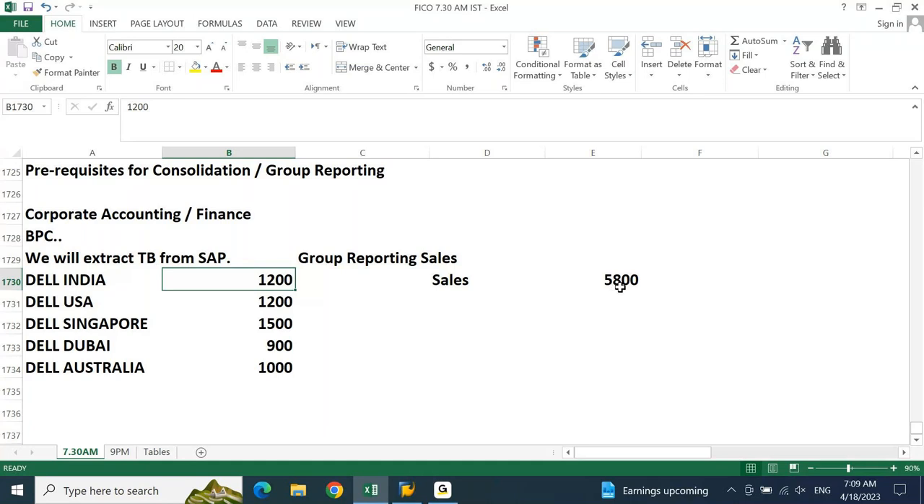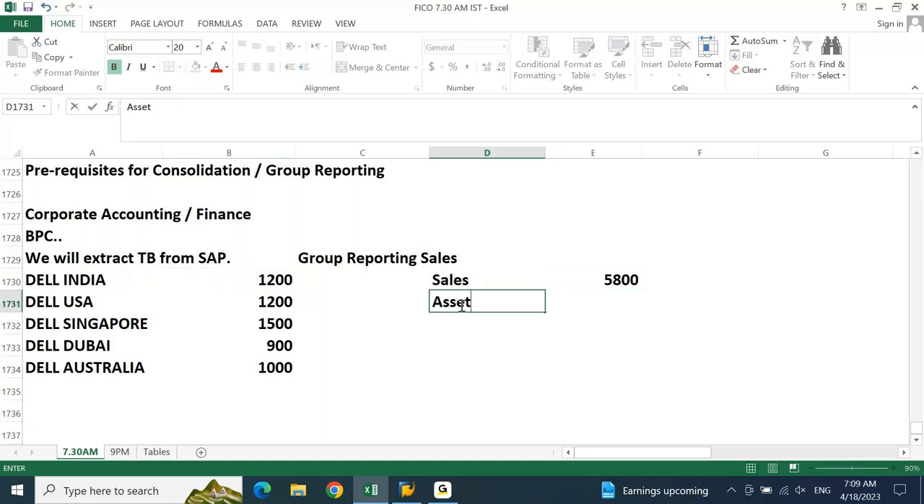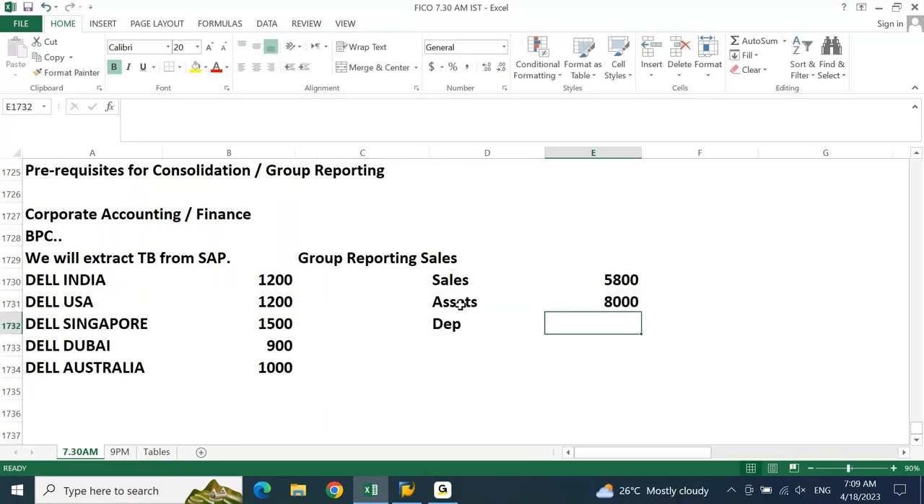In their group reporting, what they will do, let's say they'll take assets assuming 8000, they'll take depreciation at straight line on this assuming 10%, 800. Now these group reporting adjustments, they are going to pass or make in your BPC system, at the BPC group reporting level. Okay, so it is very important for us to understand all this terminology. Otherwise, when we are in a project, you will be hearing these terminologies on a daily basis.